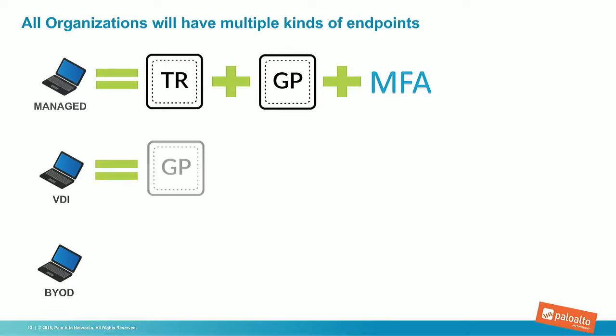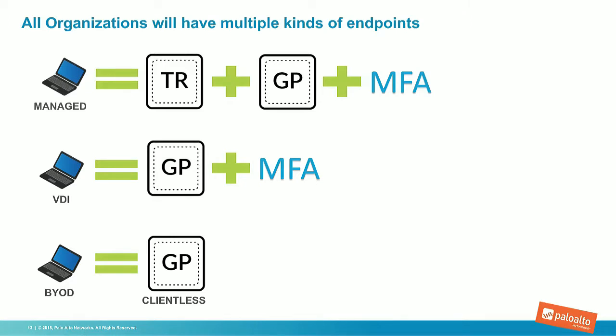VDI, that's going to be a little bit different because VDI doesn't need Traps because the endpoint itself doesn't ever have the real software. It's a representation being served to it virtually. So we continue to use GlobalProtect and multi-factor authentication. And then on a BYOD system, if you can add Traps to that, that's great. But certainly you want to use GlobalProtect, and if you can't install software, you can have a clientless version of GlobalProtect available there. Although certainly if the user will allow you, you can deploy Traps and GlobalProtect and multi-factor authentication and treat it like a managed endpoint.